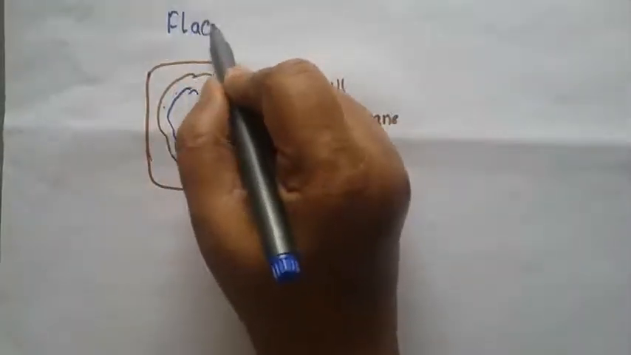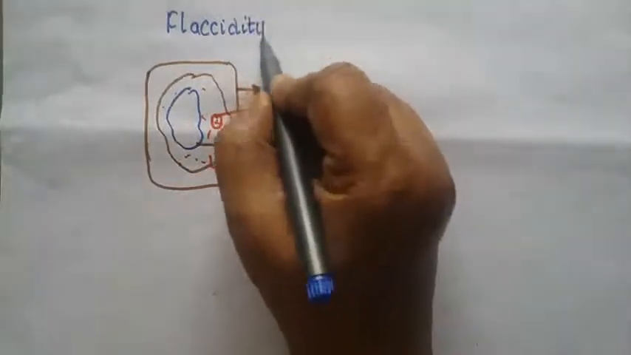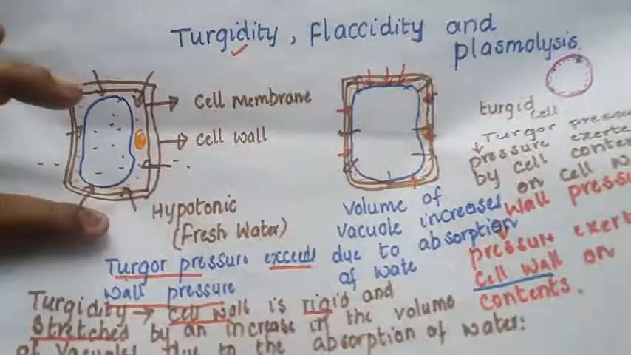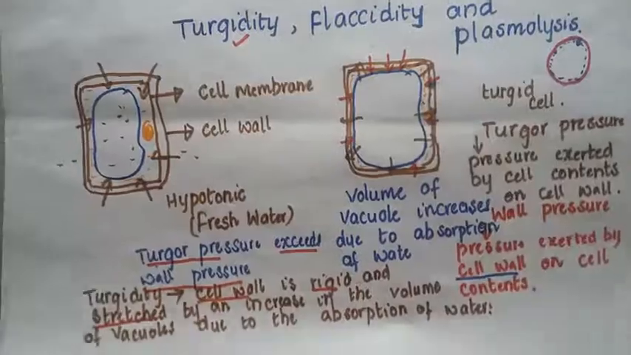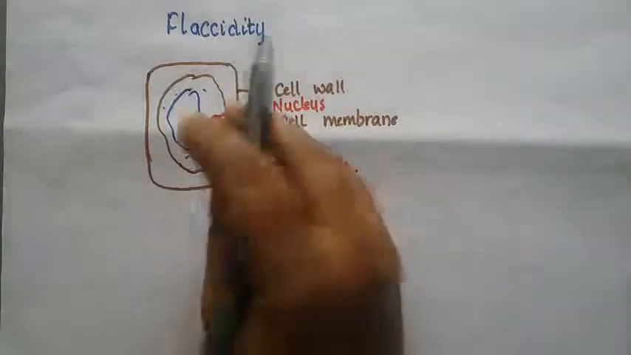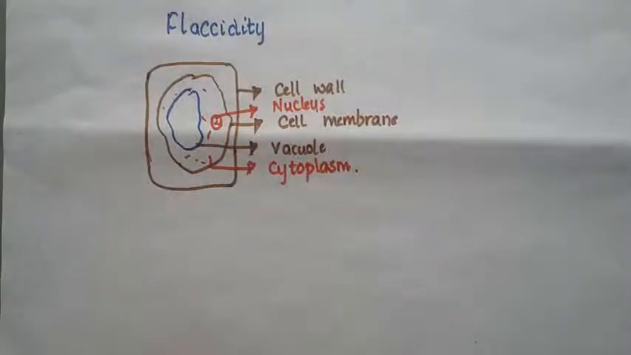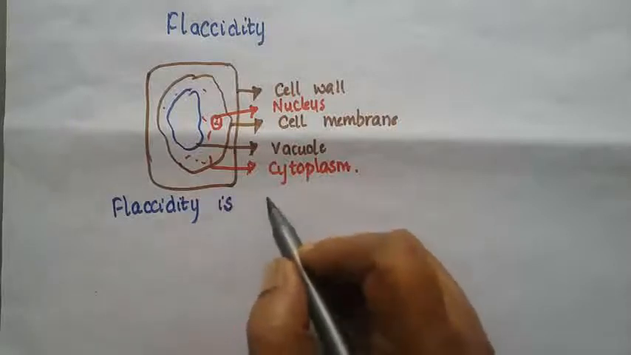We call this cell entering into a flaccid state, and the condition is known as flaccidity. Observe, in the earlier case, the cell membrane and cell wall were very close to each other and the size of the vacuole was large. Look at this condition of the cell. The minute the turgid cell is placed in saline water, the cell membrane withdraws itself from the cell wall. The size of the vacuole decreases. The cytoplasm also loses water. This condition is known as flaccidity. So how do we define the word flaccidity? Flaccidity is a condition in which the flaccid cell is a state of the cell.